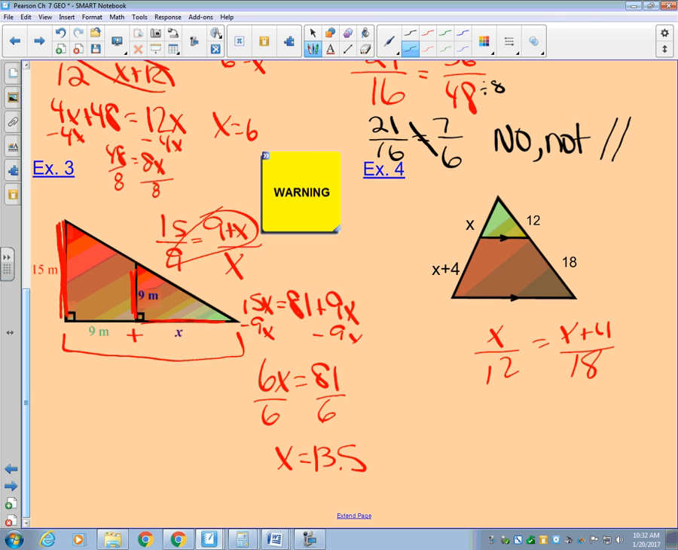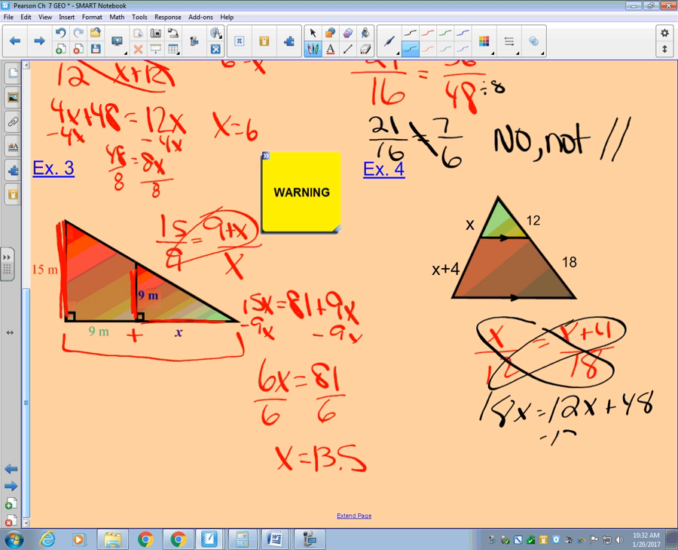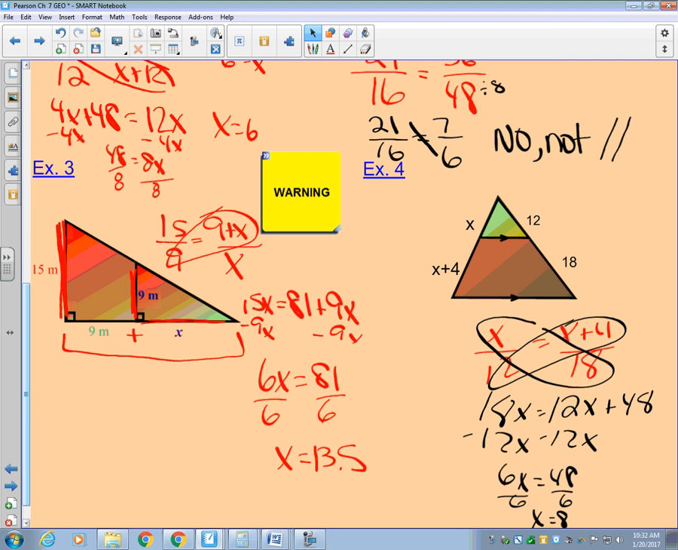Do your cross products property, and you get 18x equals 12x plus 48. And then we subtract 12x's from both sides. We get 6x equals 48. And x is equal to 8. Oh my goodness.